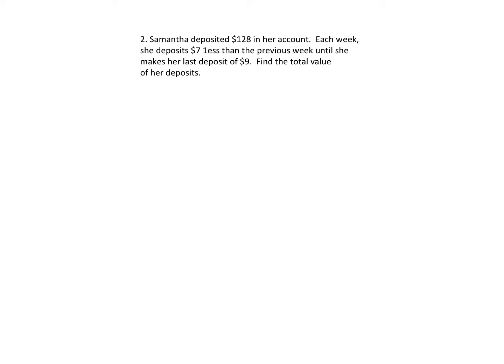In this example, Samantha deposits 128 in her account, and every week she deposits 7 less than the previous week. She makes her last deposit of 9. So she has 128. The next term in the sequence would be 7 less, so 121. The next term would be 7 less, so 114, and so on, till she gets to her last deposit of 9. So what information do we have here?